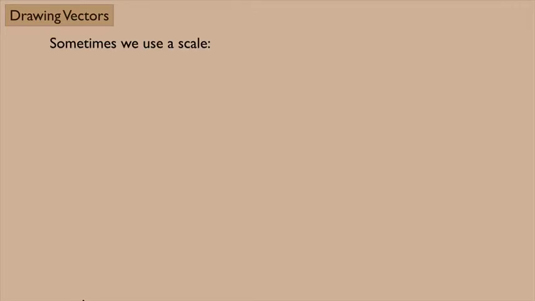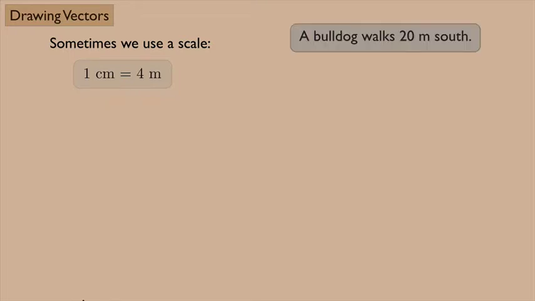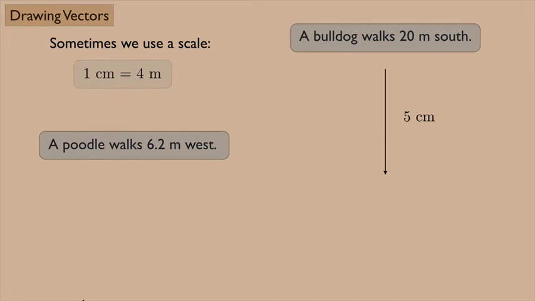Sometimes we use a scale to indicate the magnitude. For instance, maybe 1 centimeter equals 4 meters. So that if I have a bulldog walking 20 meters south, I would want to draw a line 5 centimeters long pointing down. In other words, since 1 centimeter is equivalent to 4 meters, 5 centimeters is equivalent to 20 meters. But what if I don't have a nice number like 20? What if instead I have a poodle that's walking 6.2 meters west?